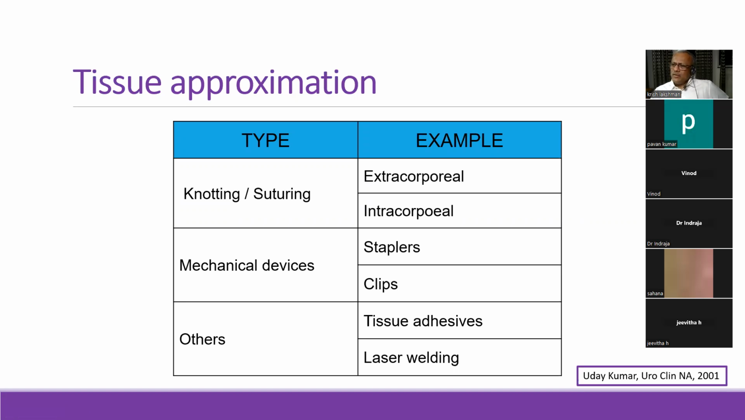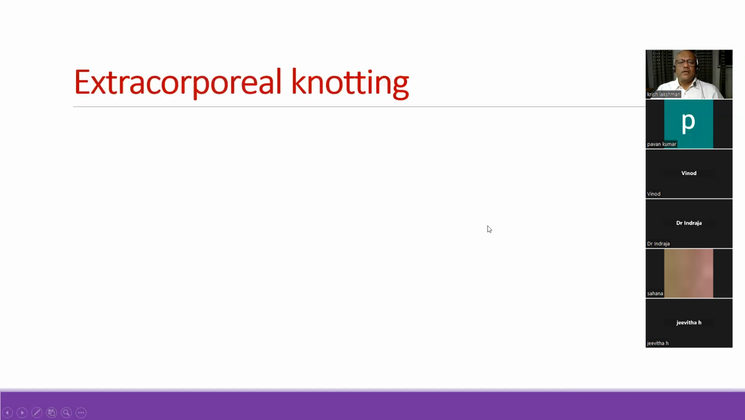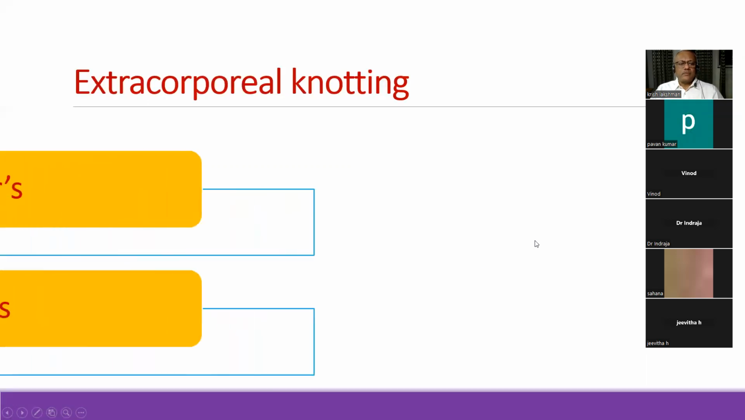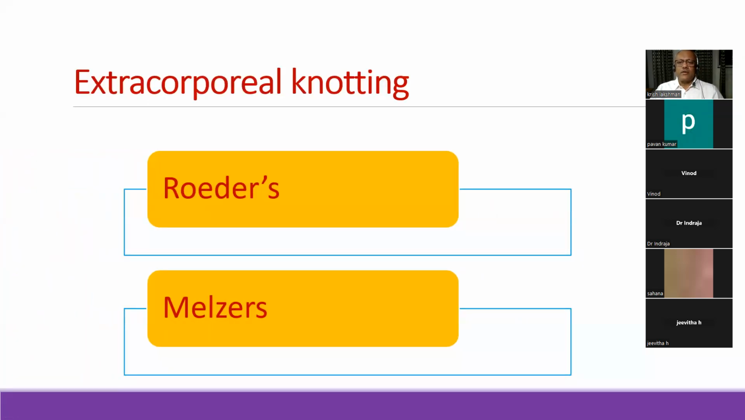What should be the length in the intracorporeal knot? It should be short. 20 to 30 centimeters. Even less than that. The reason is if you have a very long intracorporeal thread, you get confused with the different loops of the thread when you fashion the intracorporeal knot. So you have extracorporeal knots of two types, Roeder's and Melzer's.